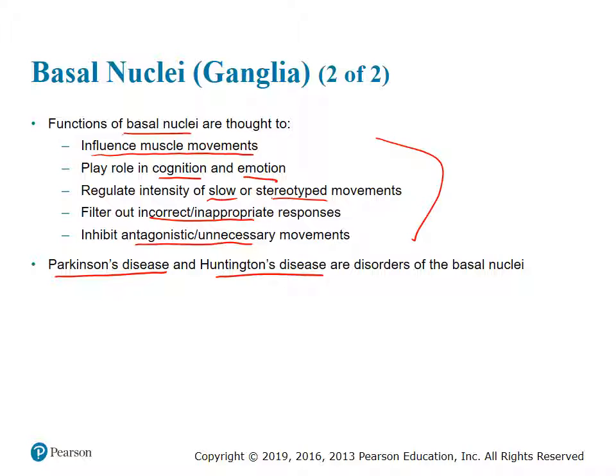It's because those are helping with those muscle movements. And if those neurons are not firing correctly, then this is what you see. Okay. That's the basal nuclei. It's part of the cerebral cortex further in.